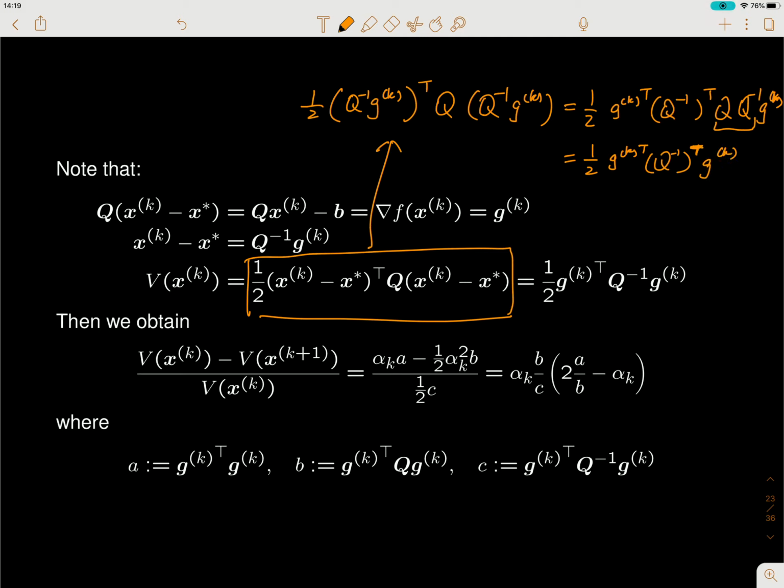gk. But remember that q is symmetric. So the q inverse is just equal to the q inverse transpose. Right? Because q is symmetric. So the q inverse transpose is just equal to the q inverse. So this one is just the q inverse. And this becomes 1/2 gk q inverse gk. So I need to transpose the first gk. So that's how we get this.